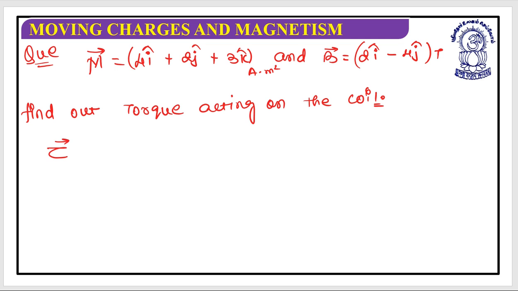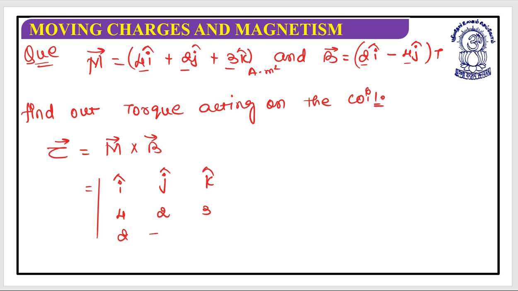So I know that torque equals M cross B. While I say torque equals M cross B, it should be written as a determinant with i cap, j cap, k cap in the first row, then 4, 2 and 3 for M, and then 2, minus 4, and 0 for B.